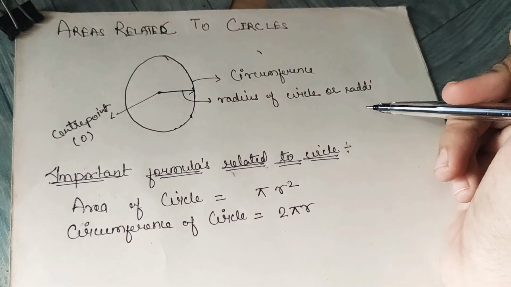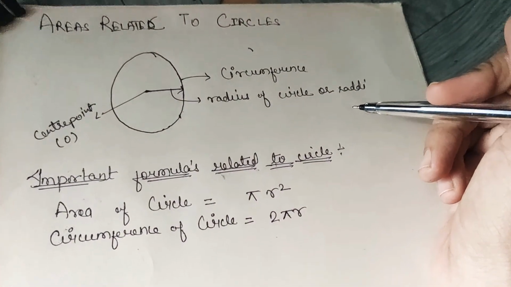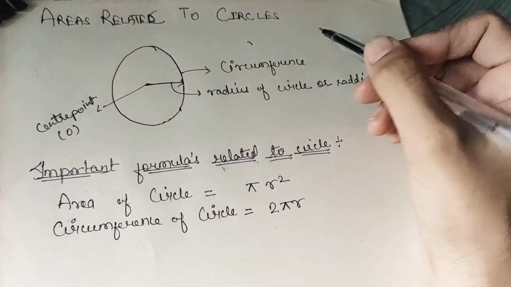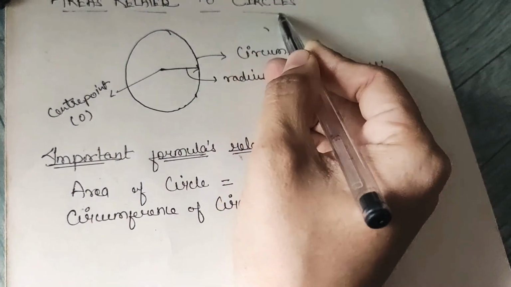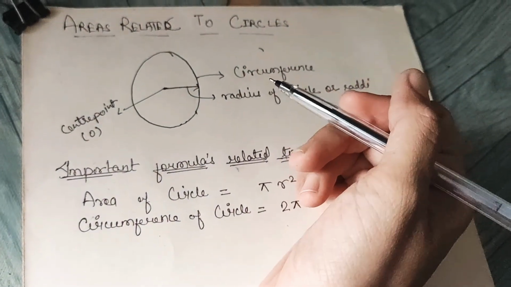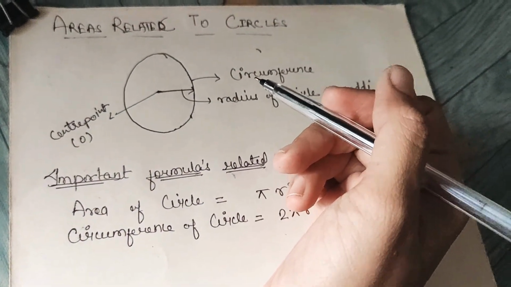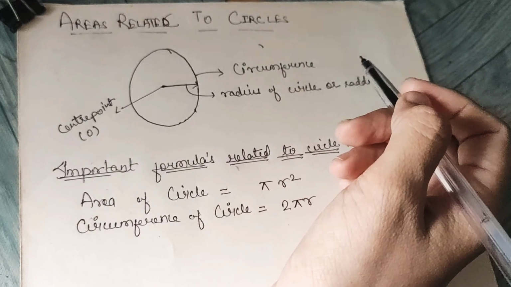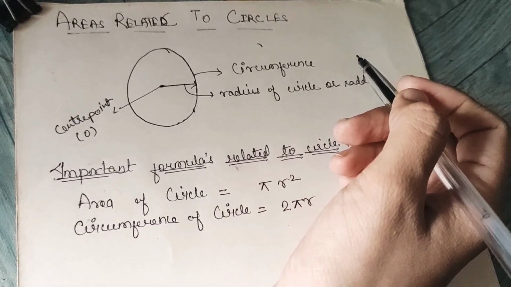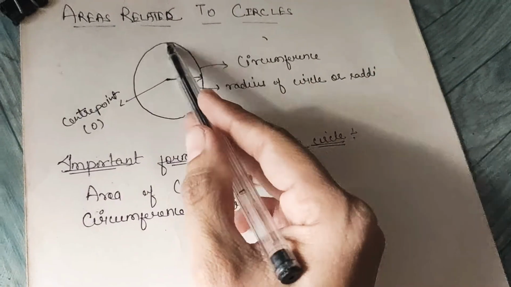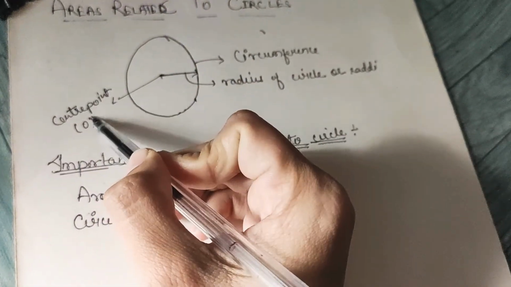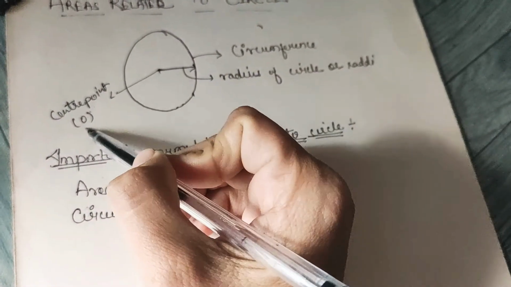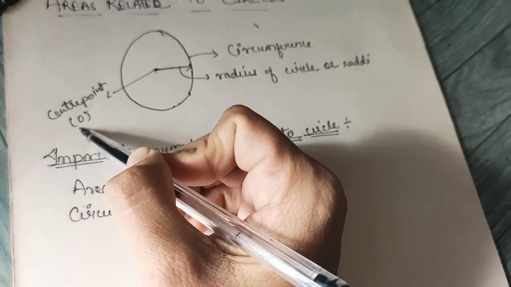Hello friends, good evening. Today I am going to discuss the topic areas related to circles. Let us discuss some basic points about the areas related to the circle. This is a circle. The center point of the circle is O.